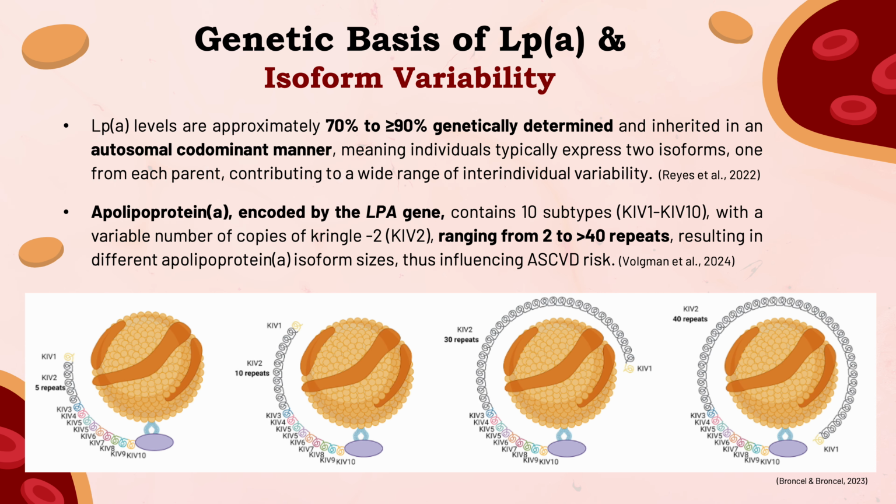The LPA gene drives this inheritance and encodes the unique apolipoprotein A tail. This tail contains 10 Kringle 4 subtypes, with Kringle 4 type 2 being especially variable. Individuals may have as few as 2 or over 40 Kringle 4-2 repeats, which determines the size and behavior of the lipoprotein(a) particle. Smaller isoforms with fewer Kringle 4-2 repeats are more atherogenic. They penetrate vessel walls more easily, promoting atherosclerosis, while larger isoforms carry less risk.